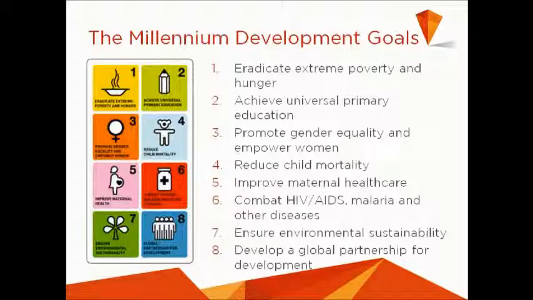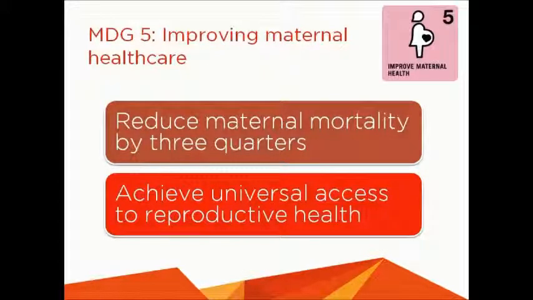So let's look at the Millennium Development Goal number 5. Does anyone know what type of work is being done under that goal? Let's have a quick guess. Okay, let's find out. So this is the work that's being done. So reducing maternal mortality by 3/4 and achieving universal access to reproductive health.